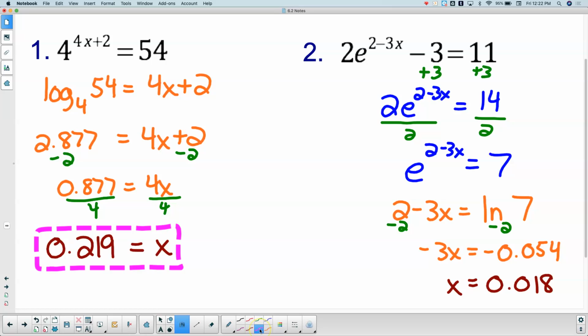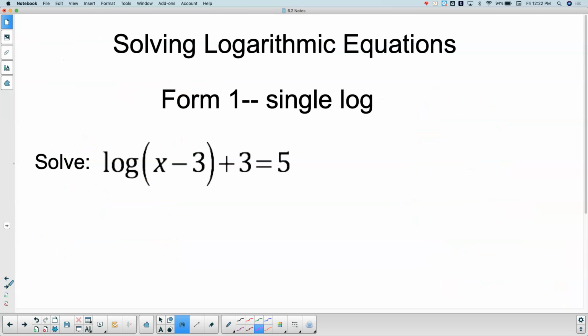Questions, comments, concerns, onomatopoeias? Good? When we're solving single log equations, the steps are the same. Isolate, switch, solve, check. The steps are the same, but there's 3 different forms of logarithmic equations. So this is the first one.